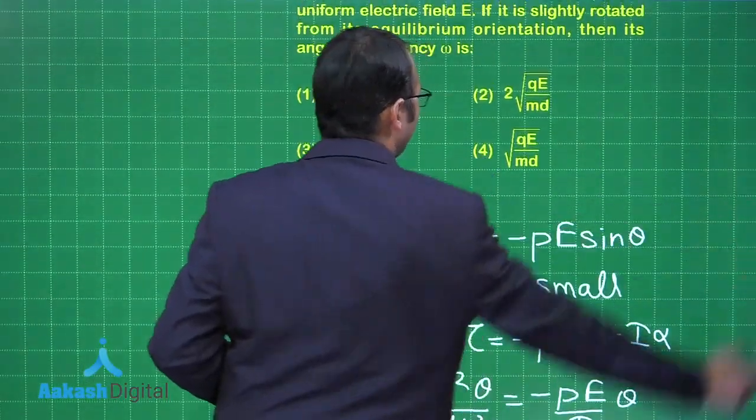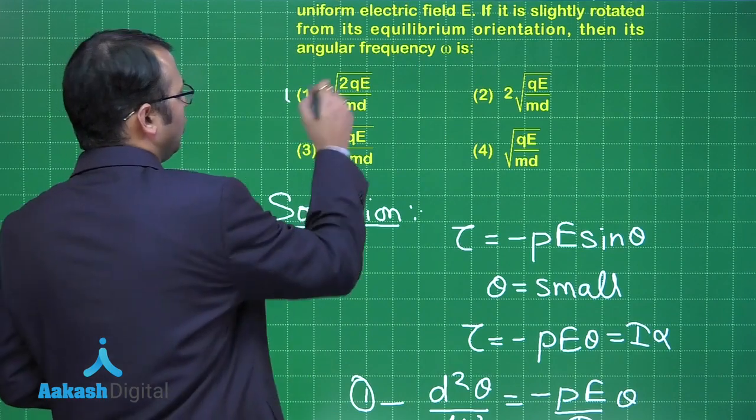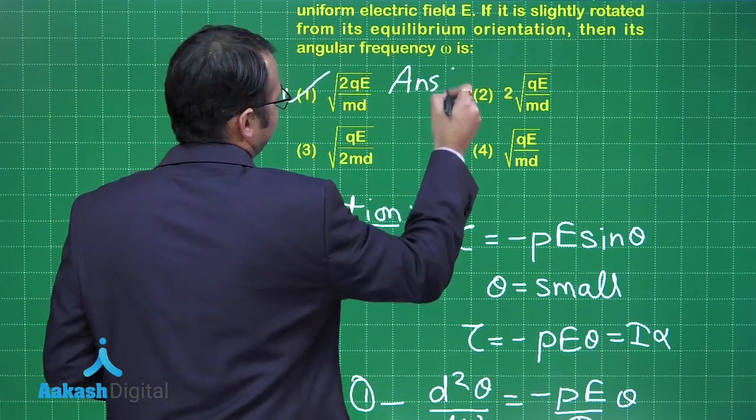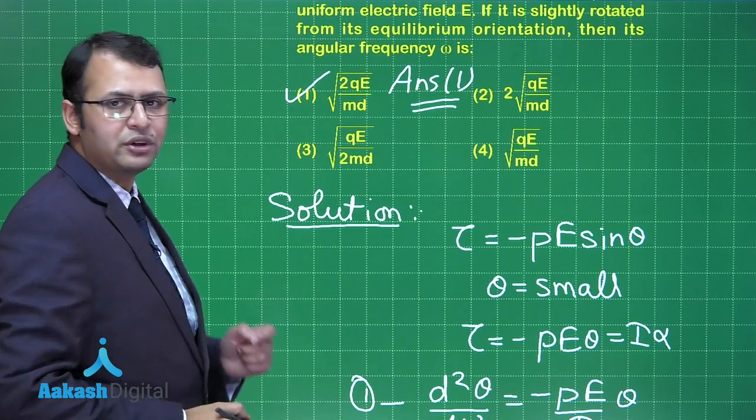Let's see which is the best suited option. Among the 4 given options, option 1 would be the right answer. Now let's move on to our next question.